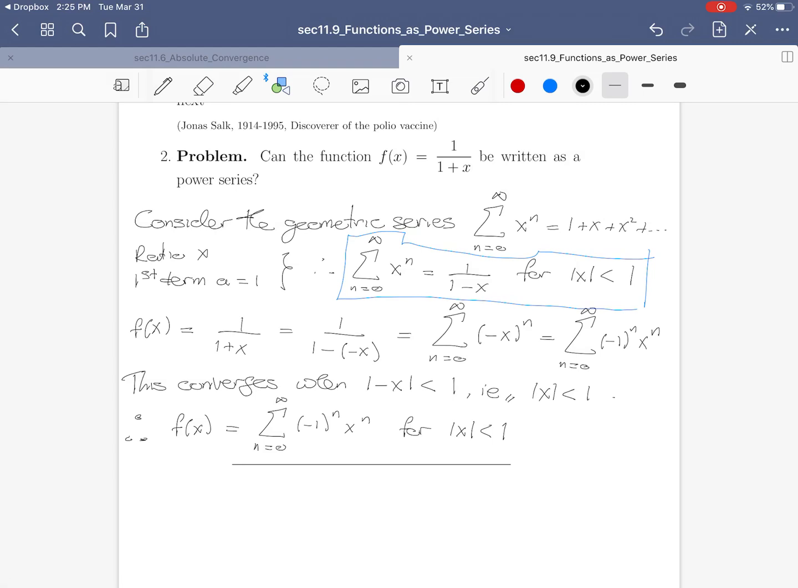Okay, so that's the answer to this problem. You notice here that the key thing we did was to take the function that we're interested in, f of x, and rewrite it in terms of a function whose power series we already knew. The function that we'll use throughout today's lecture is 1 over 1 minus x.